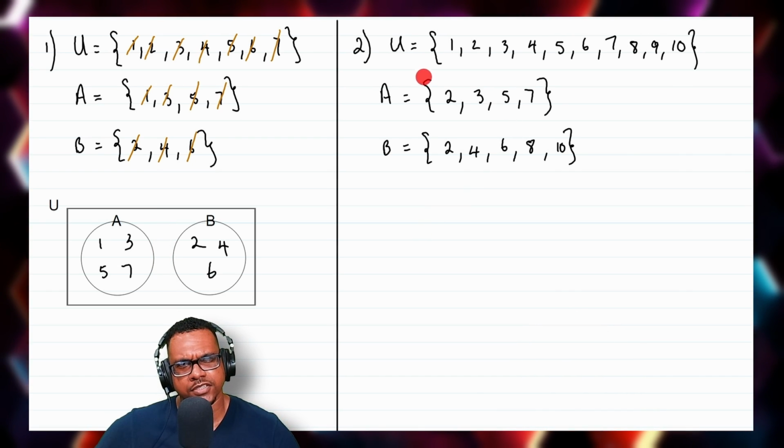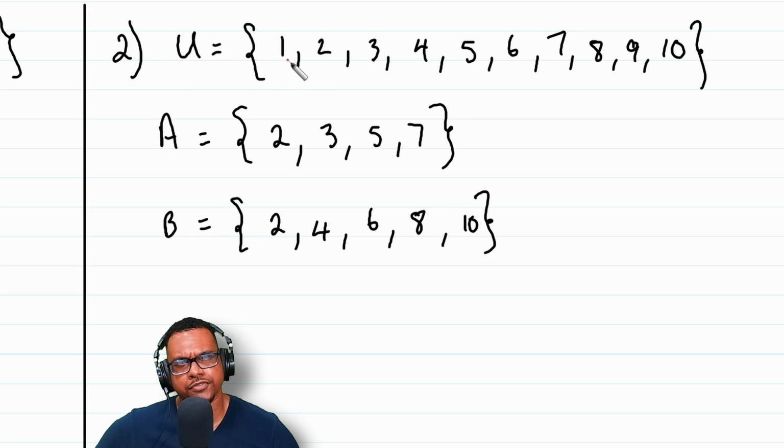So here we have question 2, where our universal set goes from 1 to 10. We have set A here, which is 2, 3, 5, 7. If you recognize these numbers, they will be prime numbers. Then set B would have the elements 2, 4, 6, 8, 10, and these will be even numbers.